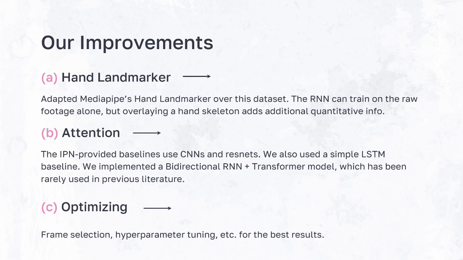Here are some features we implemented. First, we use the hand landmarker, which helps the model perform better because it's given additional info about the data. Next, most baselines use CNNs and ResNets, but we built a bidirectional RNN and transformer model. And finally, we optimize the model by applying frame selection, which helps speed up training, and we tune the hyperparameters with grid search.